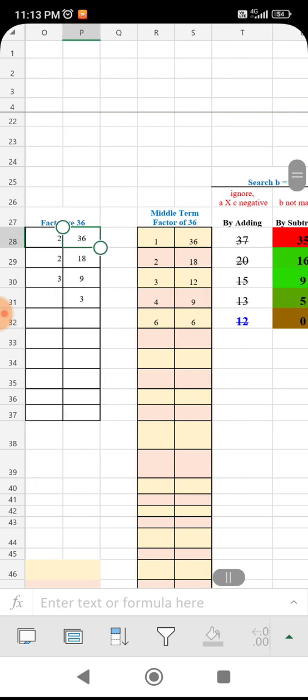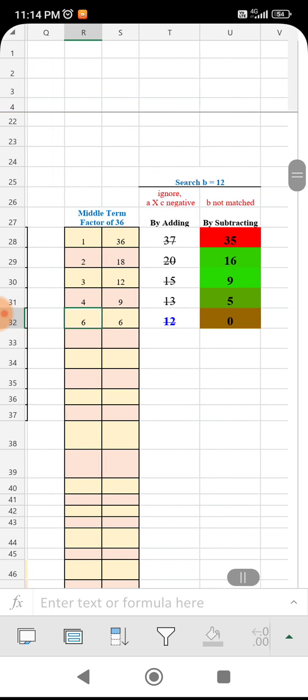Which forms will we get? We may get 1 into 36. It could be 2 into 18, 3 into 12, 4 into 9, 6 into 6 in this way. And thereafter if we subtract these we will get 35. If we subtract these two we will get 16. We have to reach 12. Remember this. Now if we consider 3 and 12 we are reaching 9. So that means we could not reach 12 at all.